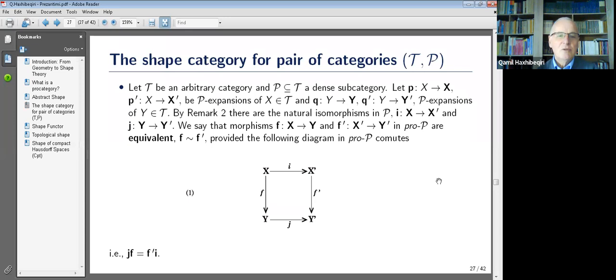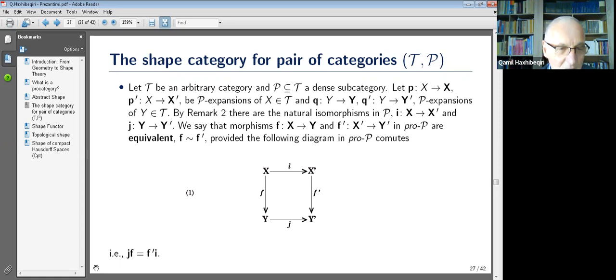And now we are able to define the shape category for a pair of categories (T, P). Let T be an arbitrary category and P a dense subcategory. Dense means that every object of T admits a P expansion. Let p from X to X and p prime from X to X prime be two P expansions of X, and q from Y to Y and q prime from Y to Y prime two P expansions of Y. By remark 2, there are natural isomorphisms in pro-P, i from X to X prime, and j from Y to Y prime. We say that morphisms f and f prime in pro-P are equivalent, and denote f ~ f prime, provided the following diagram is commutative in pro-P.